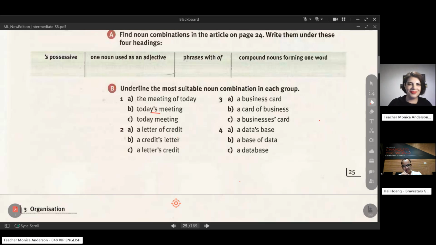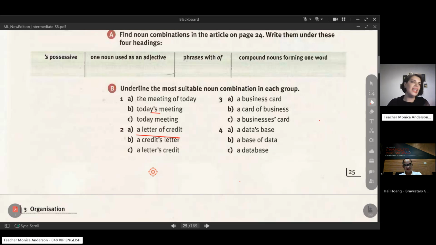I think bees. Here though, a letter of credit is better. A letter of credit. Okay, why?